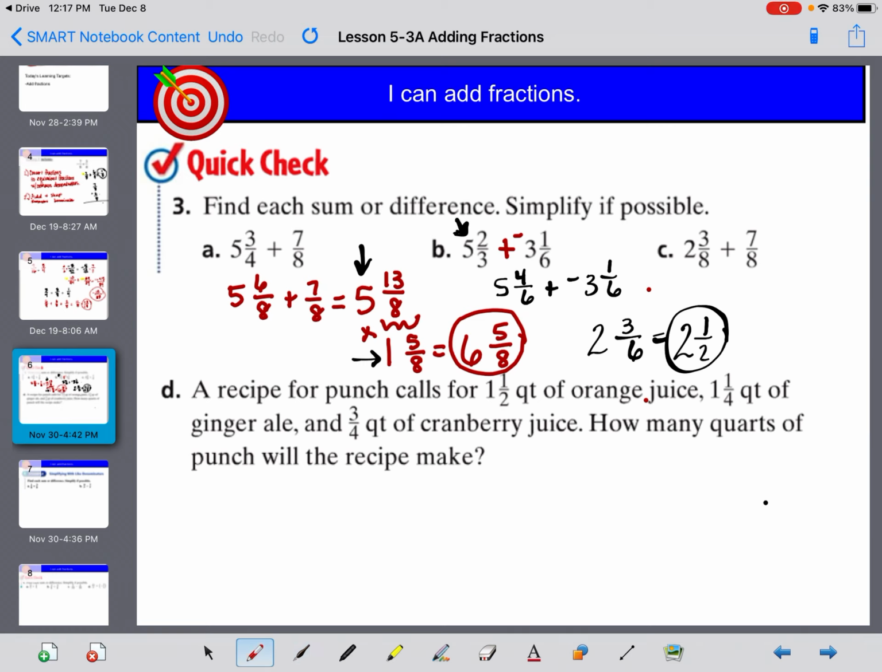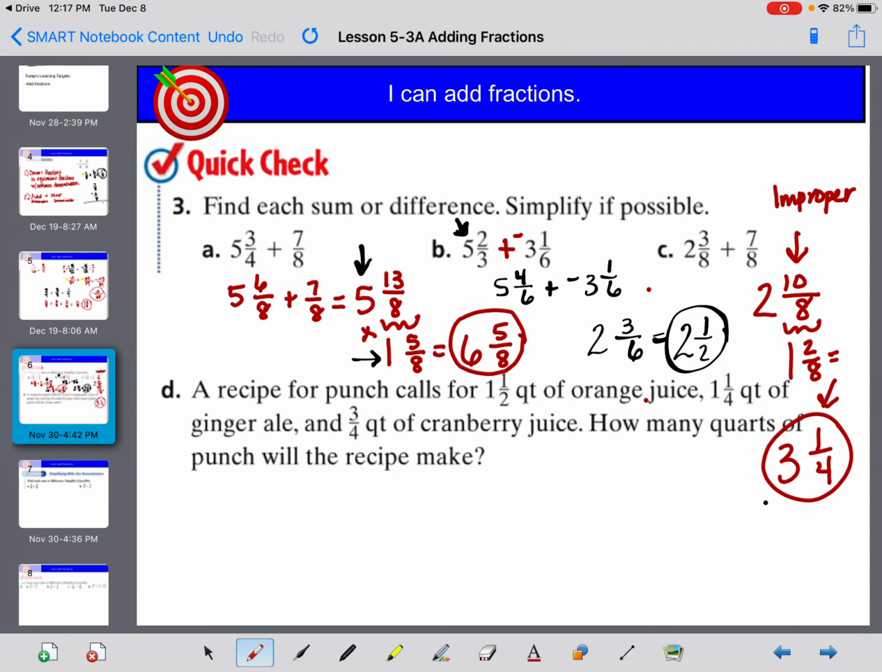Okay, the last one. Let's add 7 plus, they already have a common denominator, so 10/8. 2 and 10/8. But this is improper. So 8 goes into 10 one time. So that's one whole unit to go with that 2. And then I have 2/8 remaining, which I can simplify to be 1/4. So 3 and 1/4.